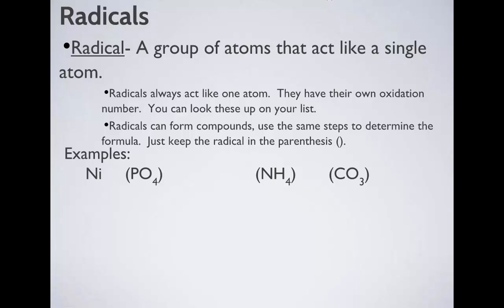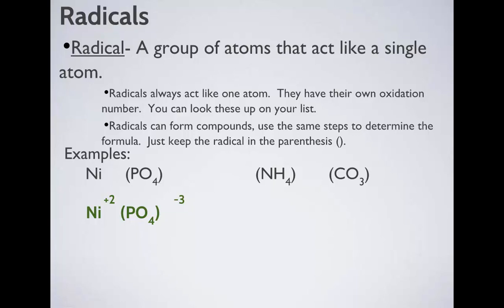So nickel, what is nickel? You'll have to turn over your periodic table. What is nickel's oxidation number? Raise your hand if you can tell me the oxidation number for nickel. Derek? +2. Raise your hand if you could tell me what's the oxidation number for phosphate. Bella? -3. It's on your chart, it's on the back. Not phosphorus, phosphate. So it's on the back of your periodic table, on the radical chart.